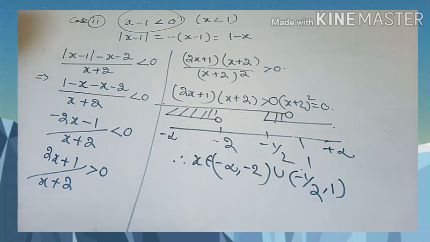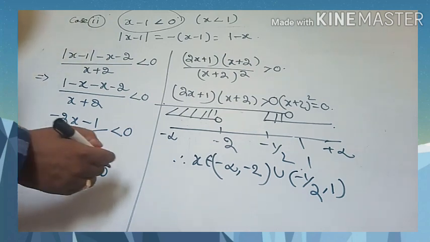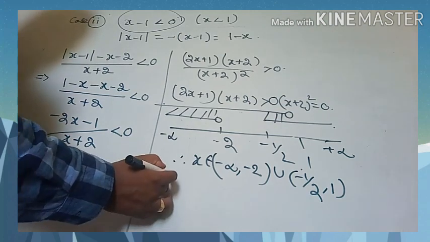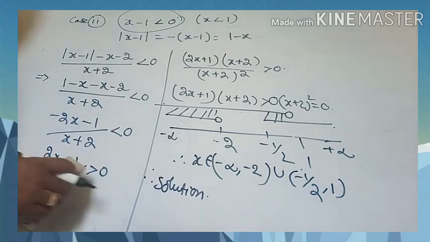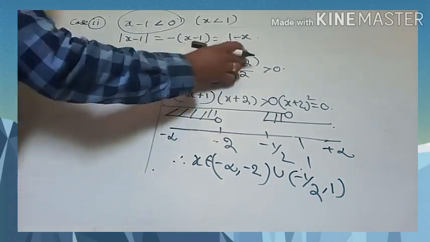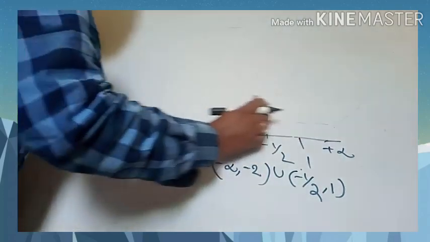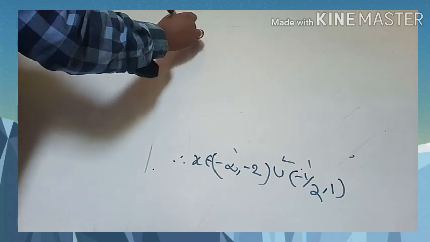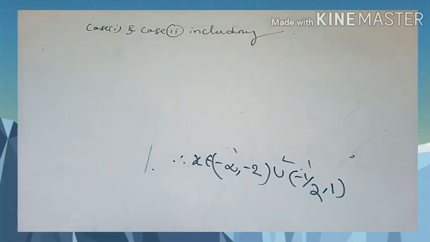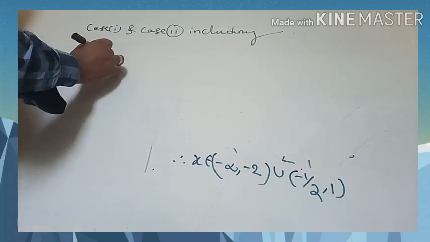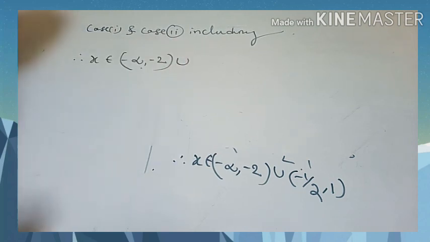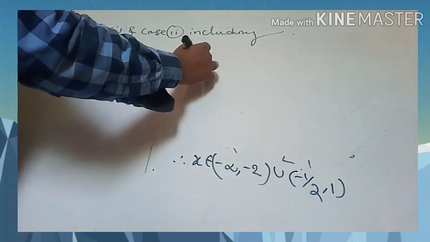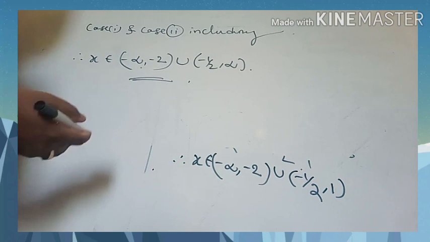Now by combining both solutions, case 1 and case 2, we obtain that the solution set of the given equation is, right. Therefore the solution set I am writing here. Now let us write the total solution set including all the cases, case 1 and case 2. The solution set we are going to have is x belongs to minus infinity comma minus 2 union minus 1 by 2 to infinity. This is the solution set you are going to have, my dear students.